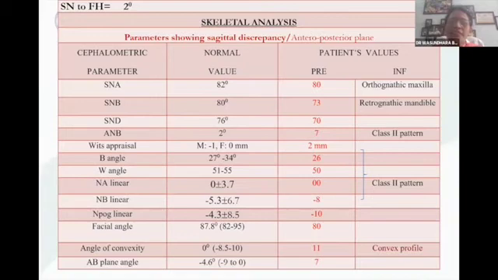Therefore, the beta angle is done, the W angle is done, and more preferred are the NA linear and the NB linear. You measure from an N perpendicular the linear distance of the A point of the maxilla and the linear distance of the B point on the mandible. This difference is almost around 5.3 to 6 mm. From this parameter, you come to know whether your maxilla is ahead, that is prognathic, and how much retrognathic your mandible is.